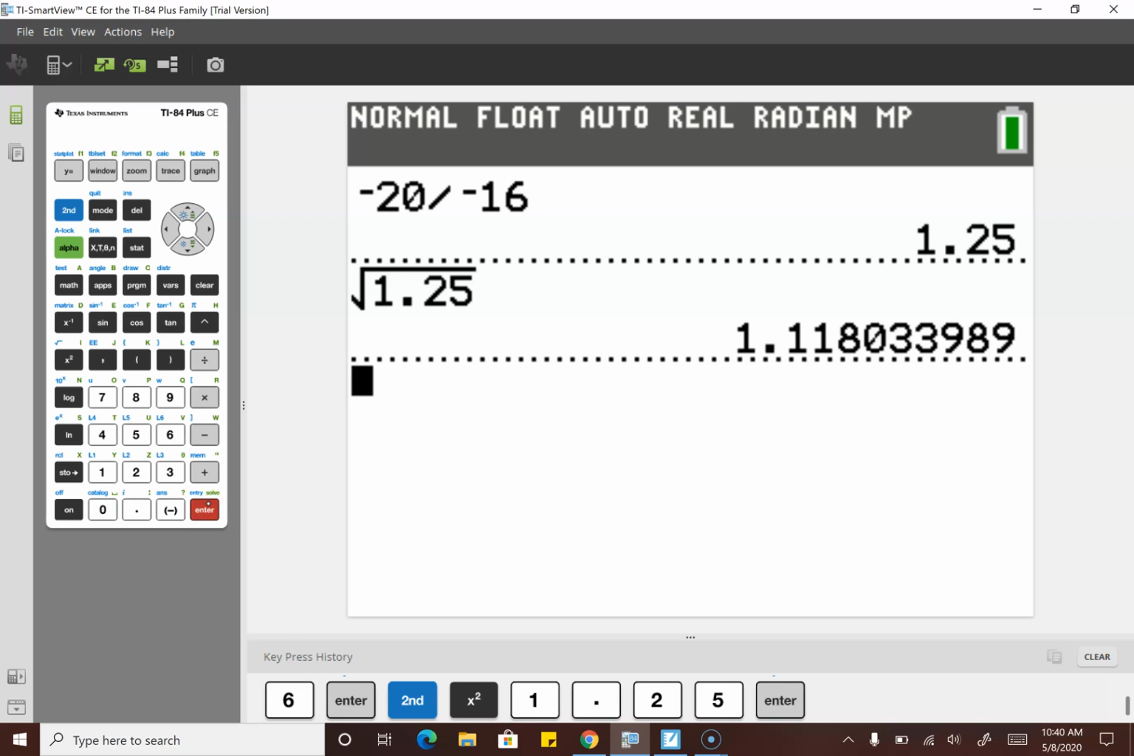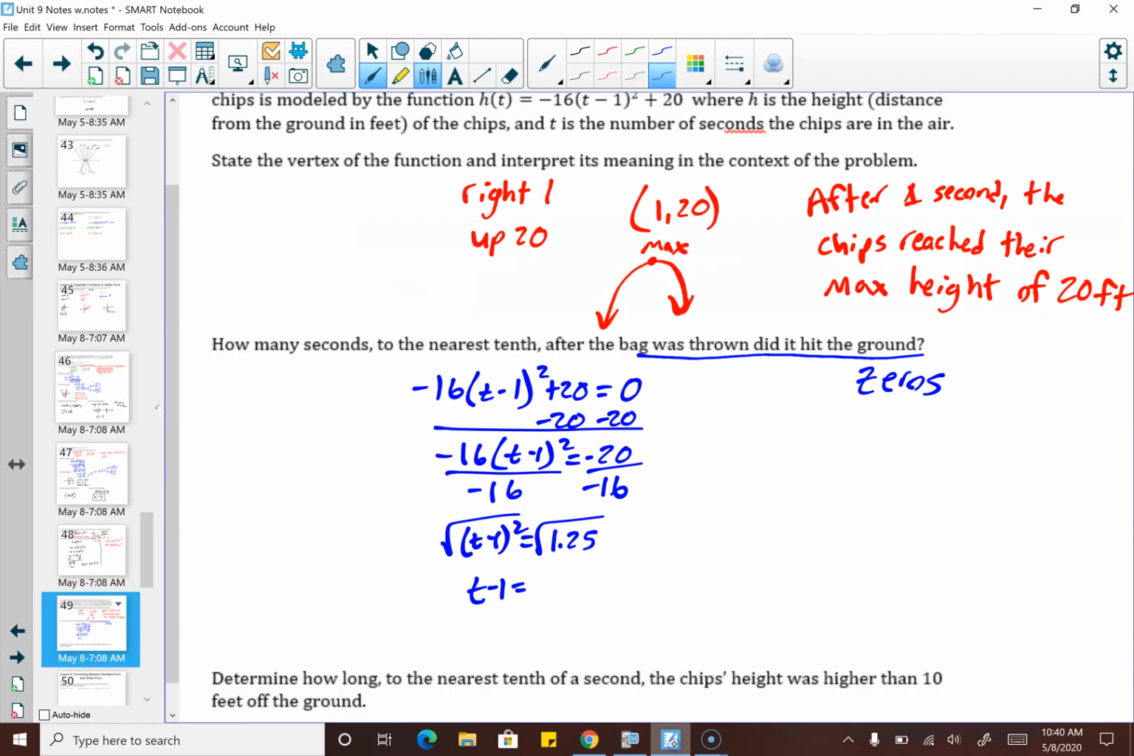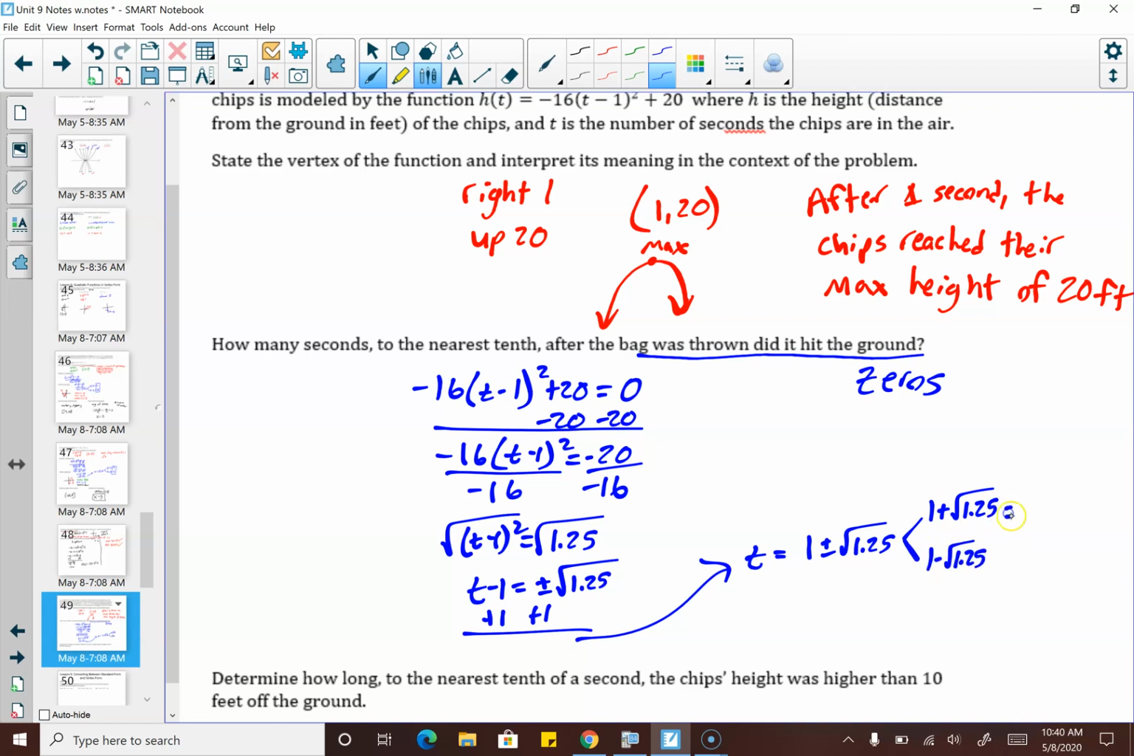So that's pretty awful. So here's what I'm going to suggest you do. I'm going to suggest you just leave that as plus or minus square root 1.25. Okay? We'll add the 1 over to the other side, and I'm just going to bring this up here. So we get t equals 1 plus the square root of 1.25 and 1 minus the square root of 1.25. All right? So now because it wants us to round, we're going to split that. So we're going to do 1 plus, and we're going to do 1 minus that square root.